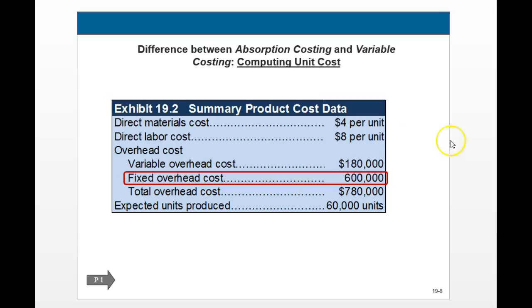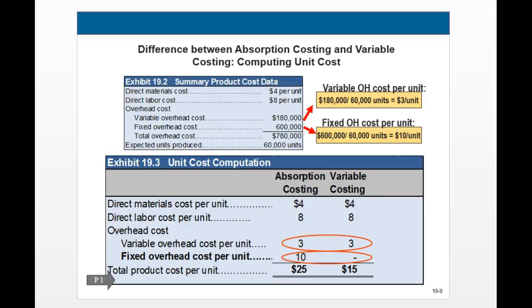So what it looks like is this. Here's your direct materials at 4 per unit, and the labor is 8 per unit. The variable overhead is 180,000, and the fixed cost is 600,000. So we have total overhead cost of $780,000, and we expect to produce 60,000 units. So what does this look like?